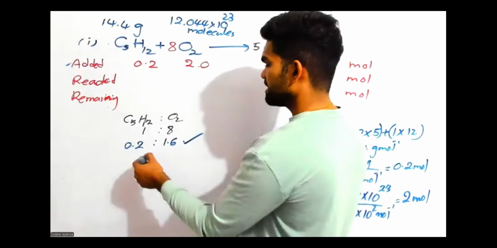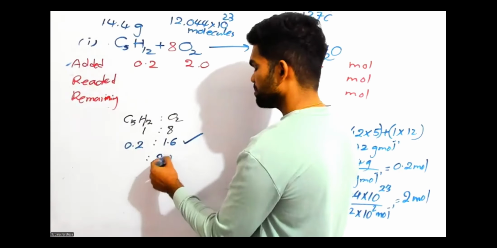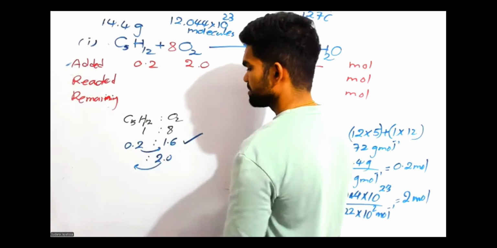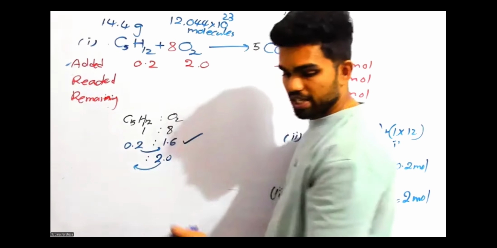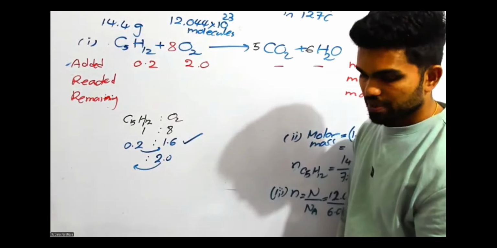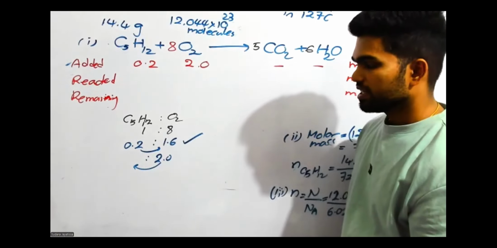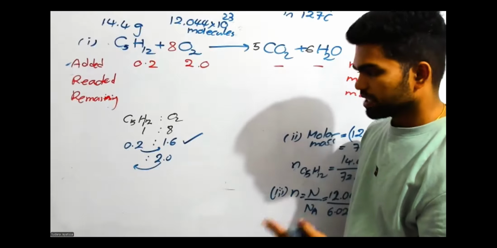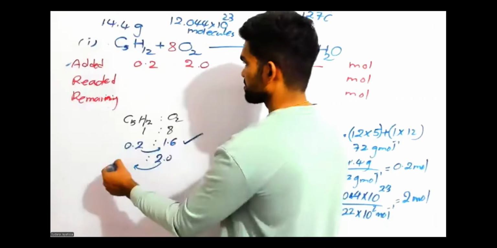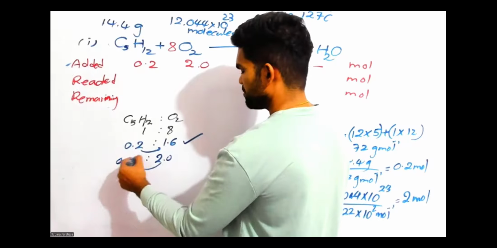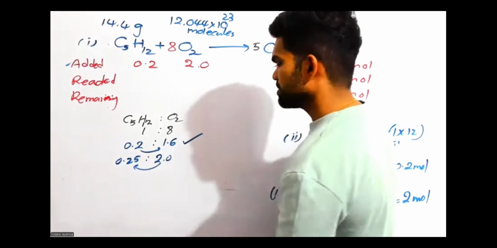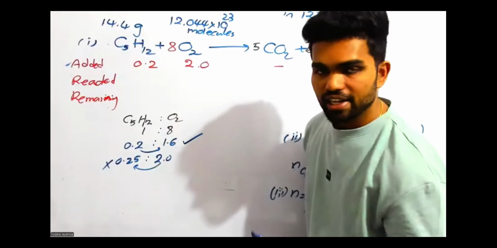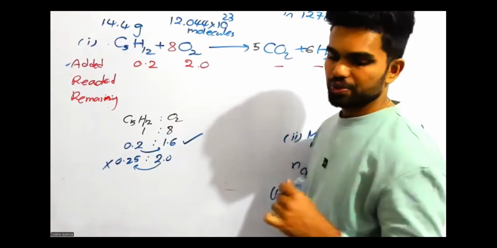And then check the other way. You have 2.0 moles of O2, so we need to divide that by 8. If you divide this by 8, you will get 0.25, sorry, 0.25. Do we have 0.25 moles of C5H12? No. Therefore, this will not happen. So like that, understand the correct ratio.